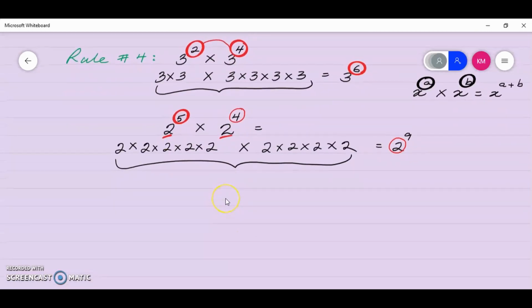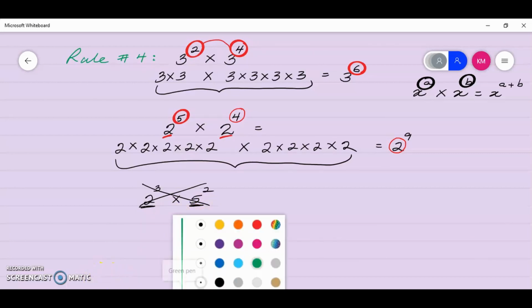Now, what if we had 2 raised to a power of 3 and we are multiplying that by, let's say, 5 to the power 2? This rule will not apply. Rule number 4 will not apply simply because we have different bases. So this rule will not apply. We will have to work this out separately. Let's look at another rule. Rule number 5.